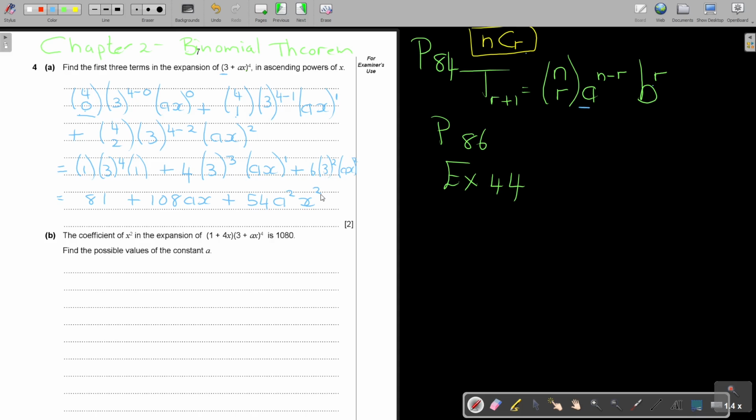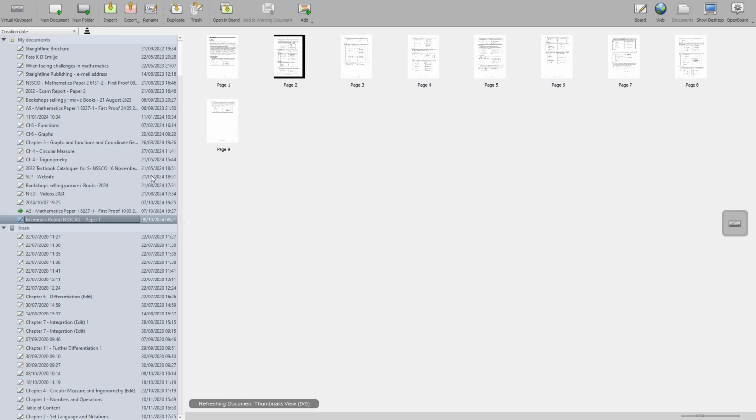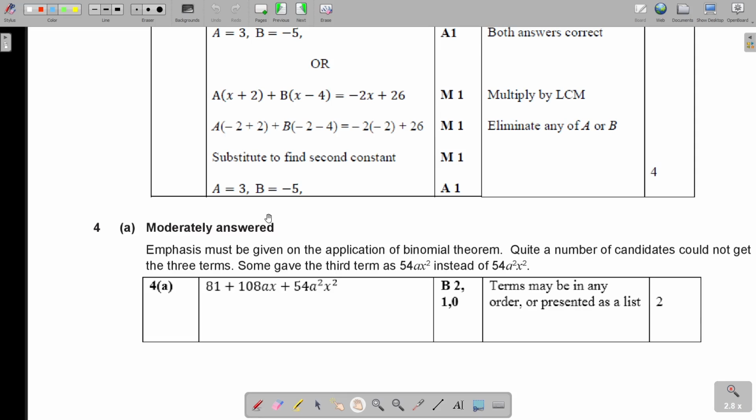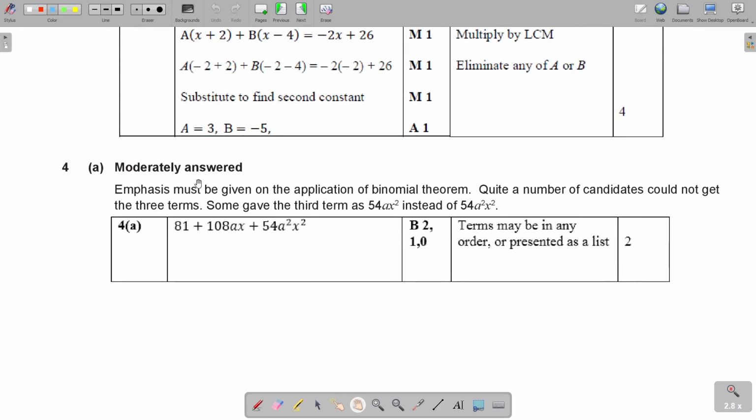Now, so find the first three terms. I think we can quickly go to the examination report. Let's just quickly find it. Okay, I like to finish it before we go to the next question. This is 4. Moderately answered. Emphasis must be given on the application of the binomial theorem. Quite a number of candidates could not get the third term. Some gave the third term as 54. They forgot to square the a in both brackets.